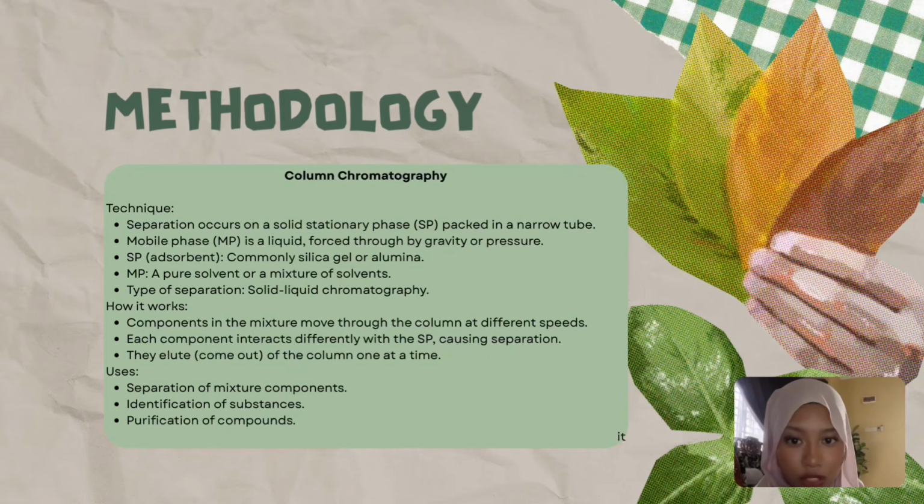So how does it work? As the mixture flows through the column, its components move at different speeds. Each one interacts differently with the stationary phase, and that difference causes them to separate. Eventually, they come out of the column one by one, and we call this elution. What is it used for? It's useful for separating the parts of a mixture, identifying unknown substances and purifying compounds to get a clearer product.